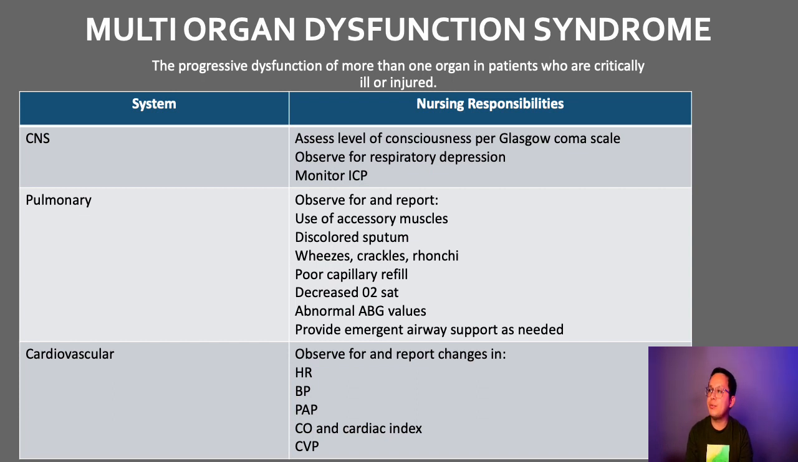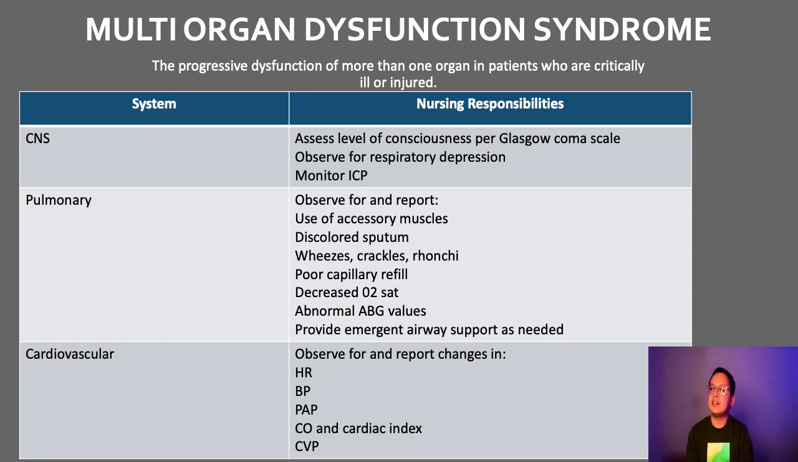Observe for and report the following: use of accessory muscles, meaning the intercostal spaces and intercostal muscles are involved in breathing. Discolored sputum, or blood-tinged sputum. Wheezes, crackles, rhonchi. Make sure you can properly identify these lung sounds. Poor capillary refill, decreased O2 saturation, abnormal ABG values, and provide emergent airway support as needed.